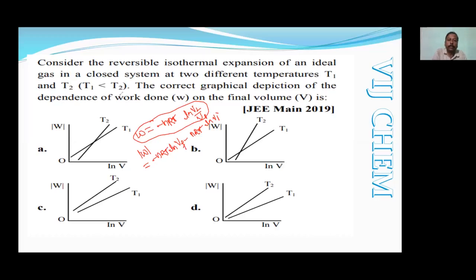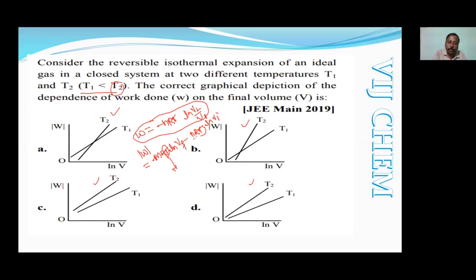Okay, see, this question is based upon this formula: W is equal to minus nRT ln V2 by V1. Two different temperatures are given, T1 less than T2. So from this what we will conclude is that if the temperature is higher, then the slope will be more. So this is the slope deciding factor. Once it says T2 is greater than T1, that means the slope must be higher. So here also the slope is higher, here also the slope is higher.